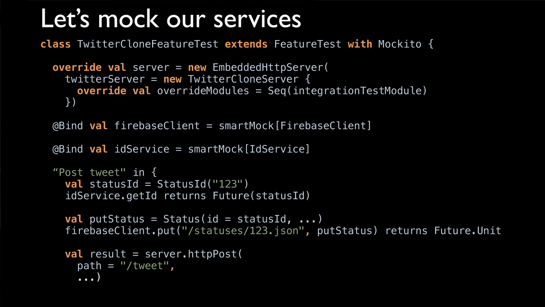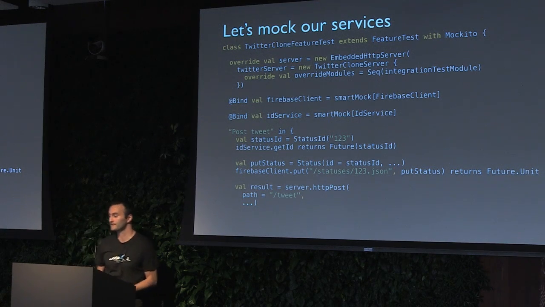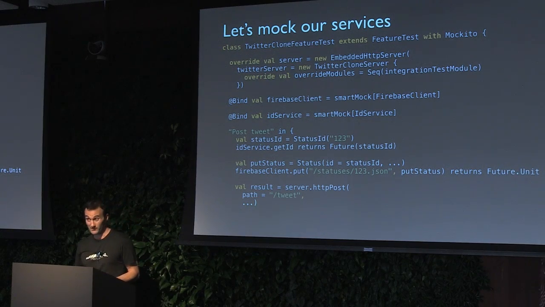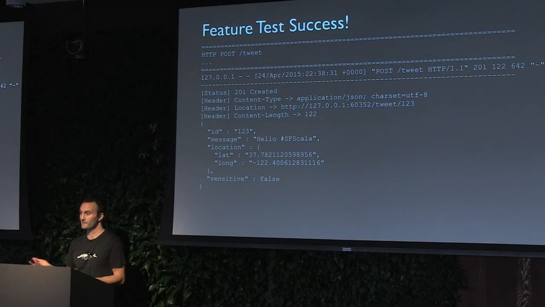Here's now that test with the @binds. Now in our post tweet, we'll use the mock ID service, and we'll stub out the desired response. So in this case, when getID is called, return a future with a status ID of 123. And when Firebase client put is called to this path with a status object that we expect, return a successful future. Now we could rerun this feature test, and it'll now pass. So we now have a test of the locally running server. It's end-to-end, and it relies on 0 external dependencies.